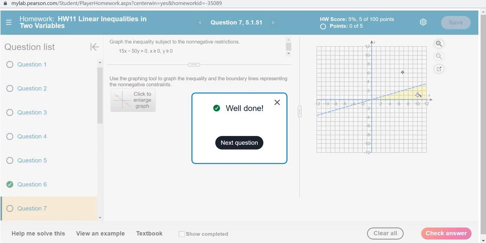Hopefully that video helped. I know someone else had a similar question. They had it shaded correctly, but had forgotten to do one of the boundary lines. All right, take care.